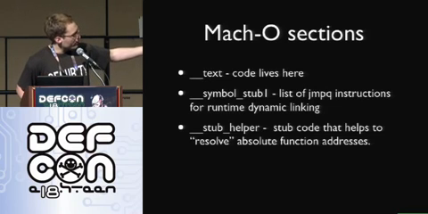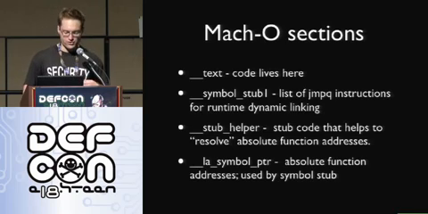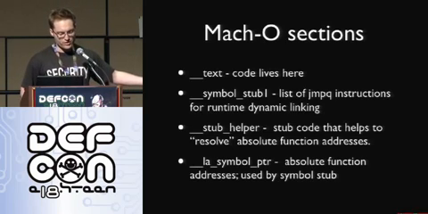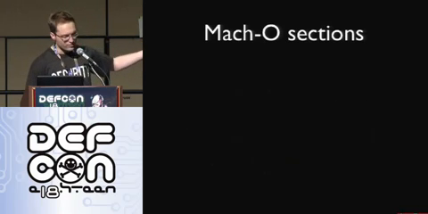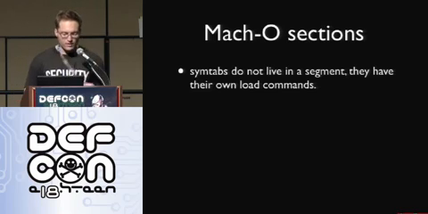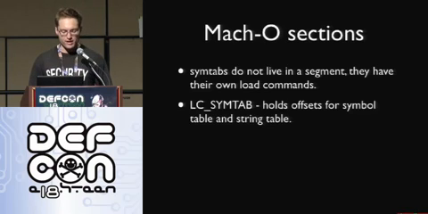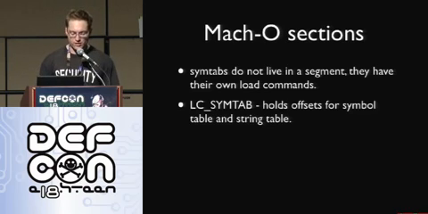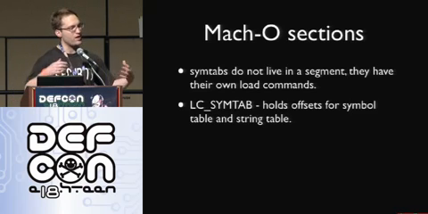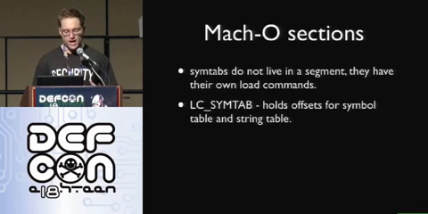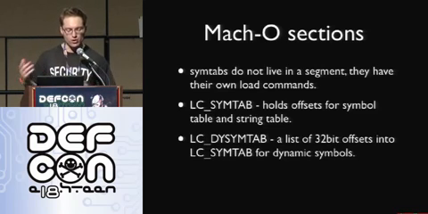So there's also the stub helper, stub code that helps to resolve absolute function addresses, and the symbol pointer section, which just holds table entries that are referenced by the stub helpers above. The other important thing to note is that symbol tables do not live in a segment. They have their own load command, the LC_SYMTAB load command. So this is just basically a structure that tells you, hey, at this spot in memory there's a bunch of strings, and there's a bunch of mappings from these strings to offsets.